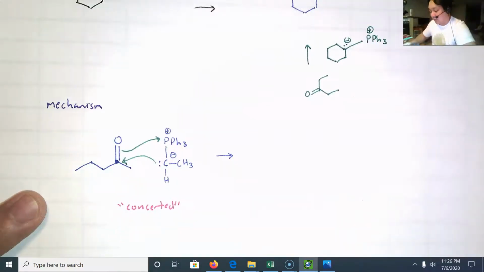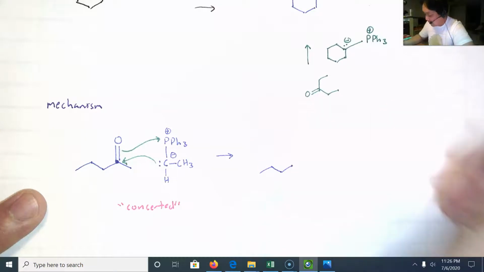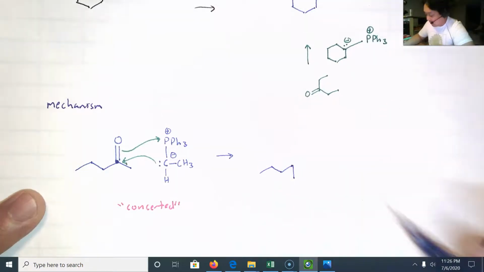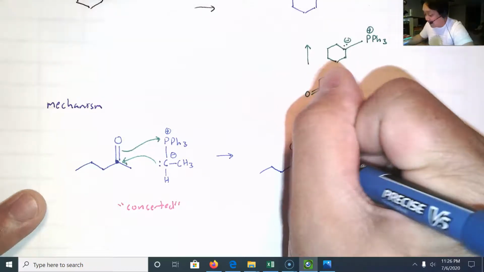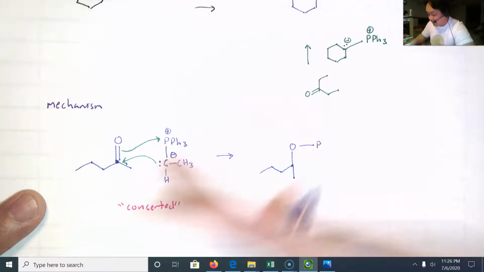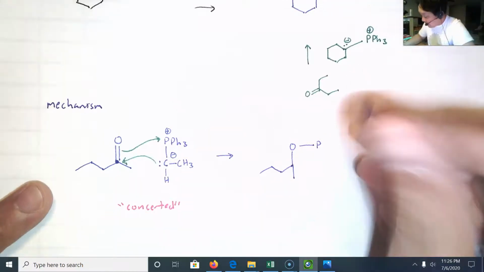Can you predict what my arrows are going to give me? My arrows are giving me this. I'm going to draw this methyl group out of the way, and still have this bond to oxygen, but now it's a single bond. We have a bond to phosphorus, that's this arrow up here. Bond to carbon.